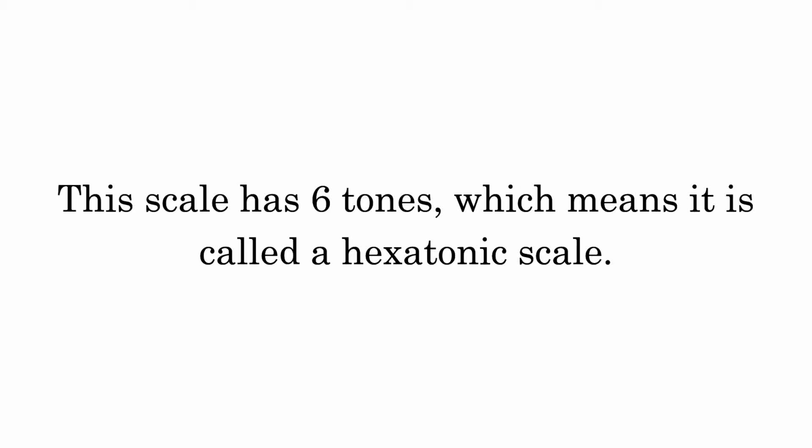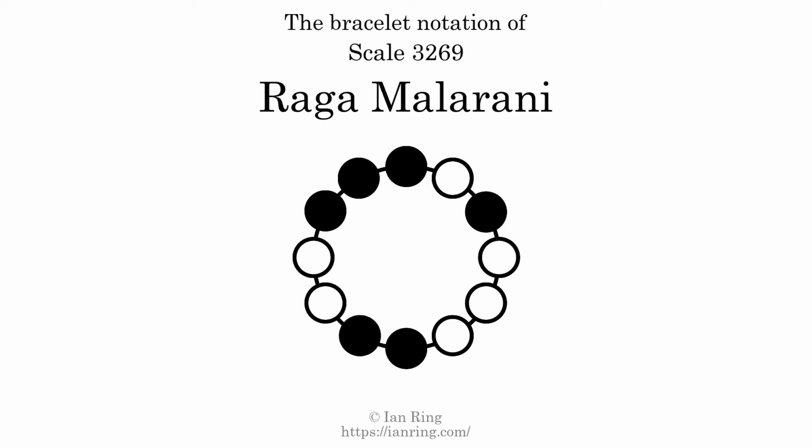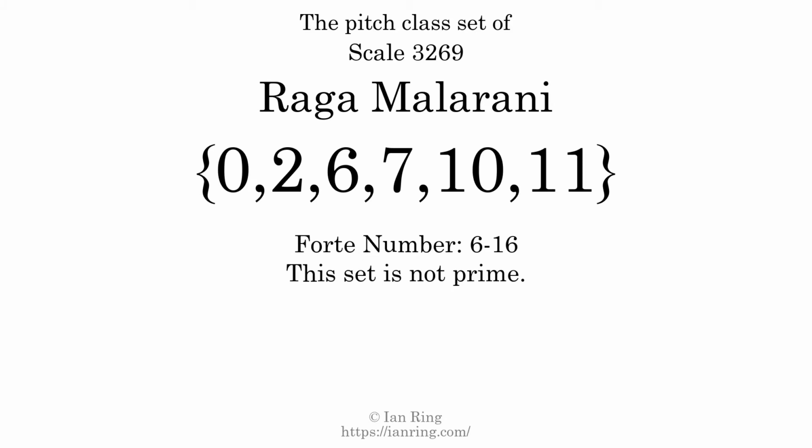This scale has 6 tones, which means it is called a hexatonic scale. This is a bracelet notation diagram of scale 3269. The shaded circles represent tones that appear in the scale, and they are read clockwise, starting at the top. The pitch class set for this scale is 0, 2, 6, 7, 10, 11.